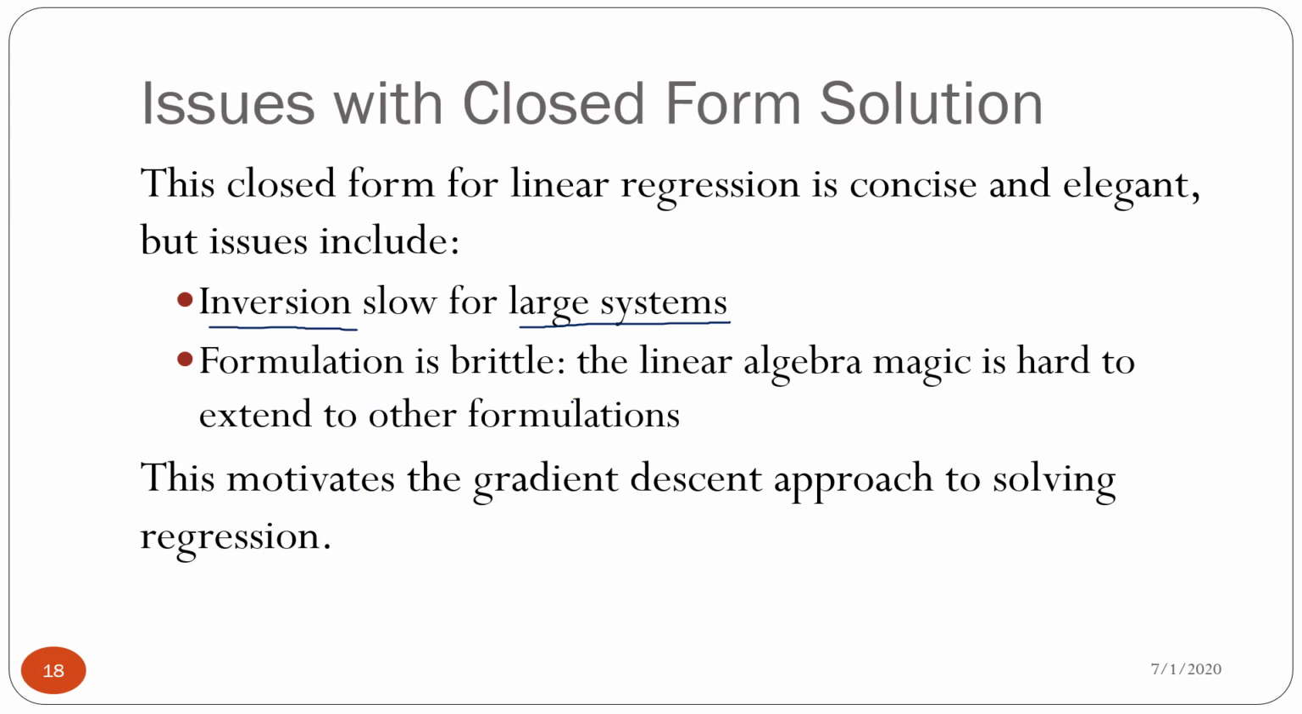The other part is that this formulation is brittle, right? This linear algebra stuff that we have is very hard. It cannot be easily extended. Okay, so that comes as a bottleneck. So what do we need to keep in mind? This closed form solution is very elegant, concise, easy to implement, but its inversion is inefficient when the data size is large. When the data is complex, like a lot of features, a lot of data sets, then its inversion would be tricky. And the second thing is that the formulation is brittle. Okay, so it's not very easily extendable.